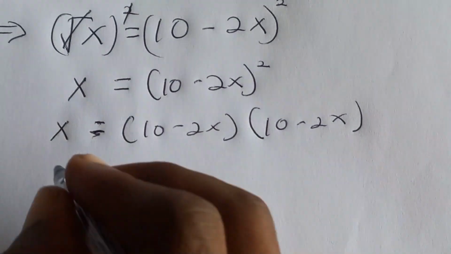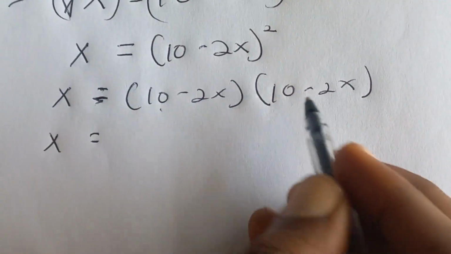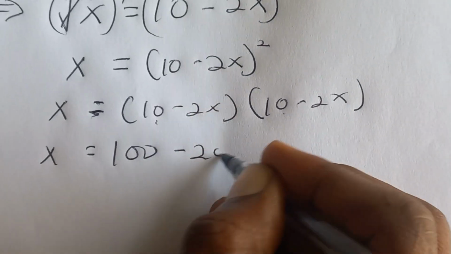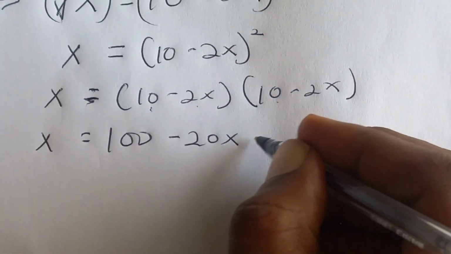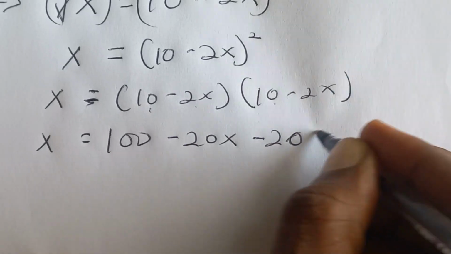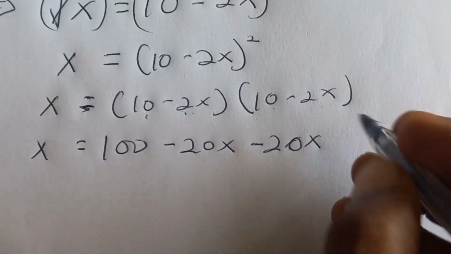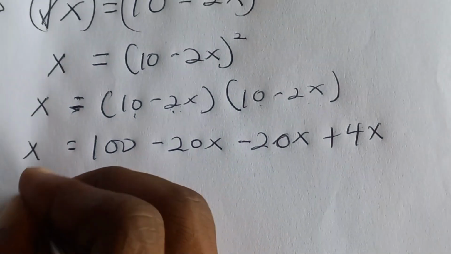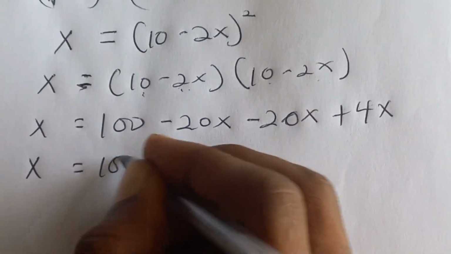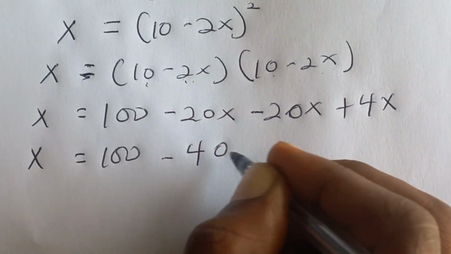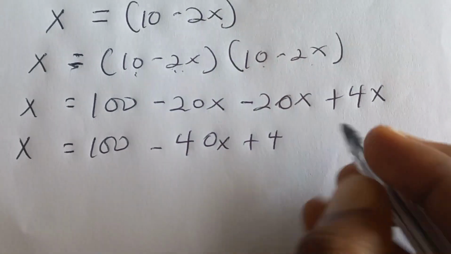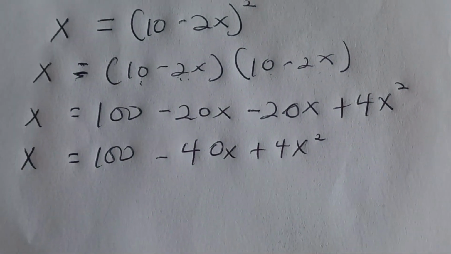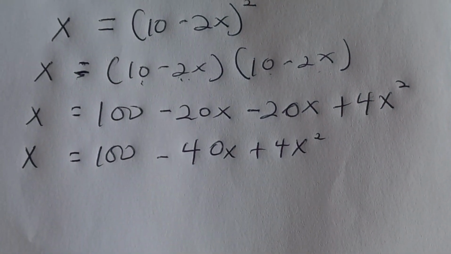Okay. Now x is equal to 10 times 10 is 100. 10 times negative 2x is minus 20x. Negative 2x times 10 is minus 20x like this. Negative 2x times the negative 2x, we are going to get plus 4x squared. Now, let's simplify this further. So you get 100 minus 40x plus 4x squared. Now, let's group all the terms on one side.